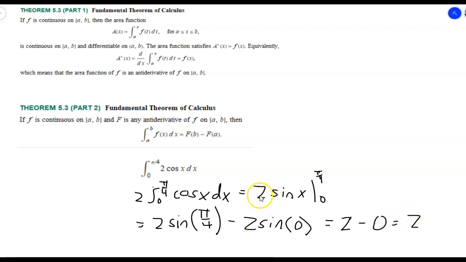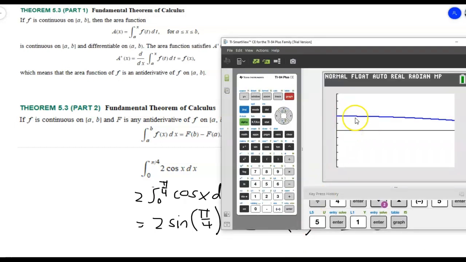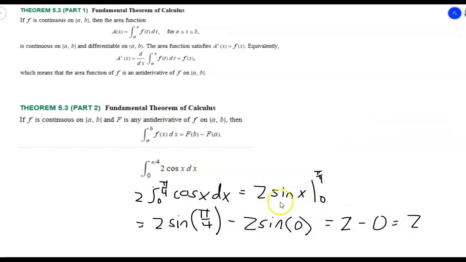Now, if I had accidentally taken the wrong sign here, and thought the antiderivative was negative sine of x, because that's something that gets confused all the time, then my answer would have come out negative 2. And then I would have looked at my graph here and said, wait, I should get a positive number, so I did something wrong. So that's one way to check. All right, let's take a look at another example here.